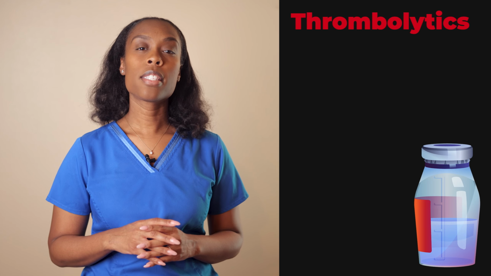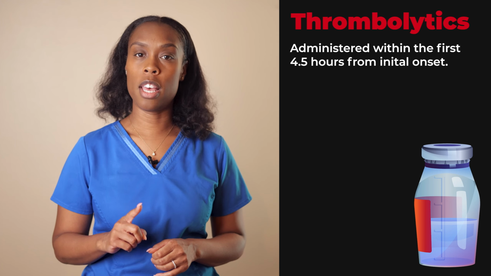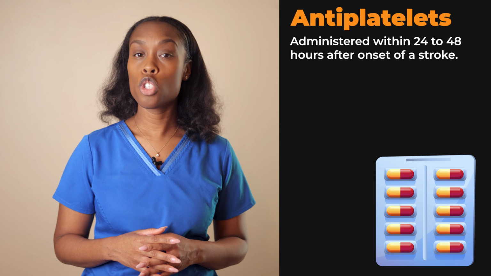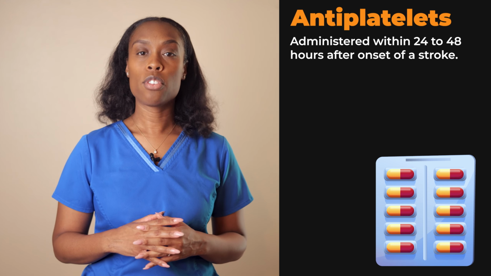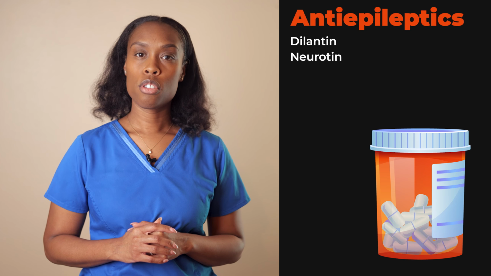We have thrombolytics, which are administered within the first 4.5 hours from initial onset. Thrombolytics such as alteplase. We have anticoagulants such as Coumadin and enoxaparin, and antiplatelets, which are usually administered 24 to 48 hours after the onset of a stroke, such as aspirin. We also have antiepileptics such as Dilantin and Neurontin that are also used to treat strokes.